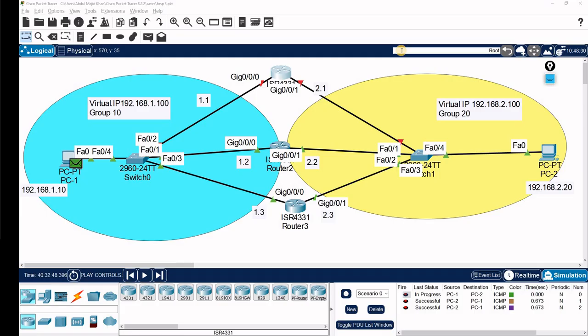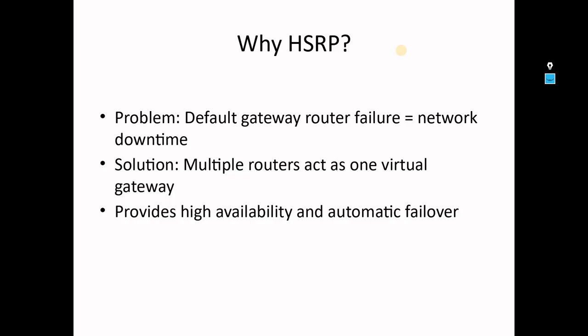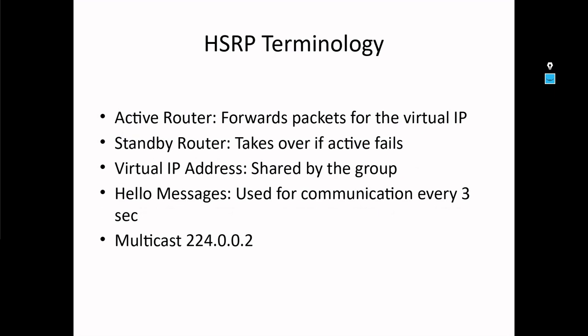Now let's come to the PowerPoint slide. The problem is solved by the default gateway, the virtual gateway. Problem solved. So now come to the next slide. You have seen this thing. The HSRP active router forwards the packet for the virtual IP, and the standby routers wait. The virtual IP address is shared by the group. Hello messages communicate every 3 seconds by multicast 224.0.0.2.